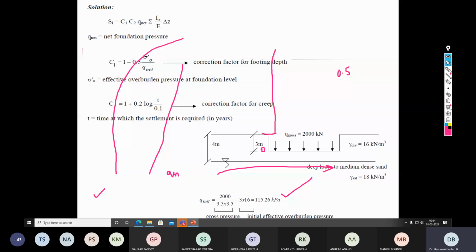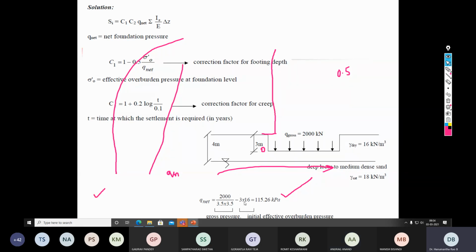Sir, but load is not a property of the soil. So how will it change? It should be 16 into 3. If the bearing capacity would have been changed for this, but for the overburden, if gross is given, how will it change? No. See, try to understand carefully.